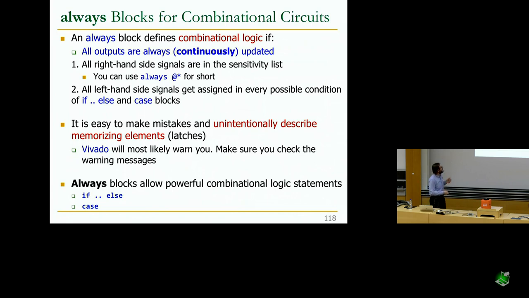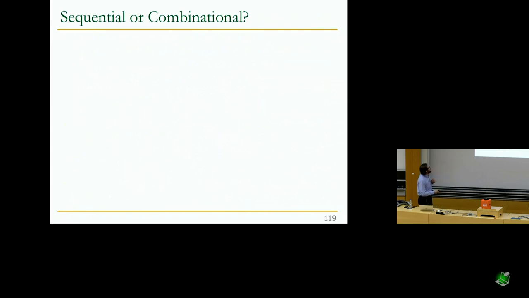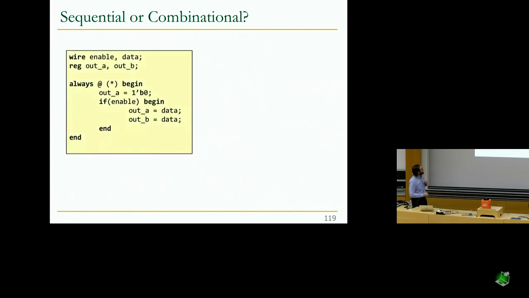We saw if and else, clearly. We'll see case in a little bit. Okay, let's take a look at a couple of examples. Are these sequential or combinational? Actually, this one. Does this define sequential logic or combinational logic? Any thoughts? It's always executed, as you can see. There is no sensitivity list. Any guesses?